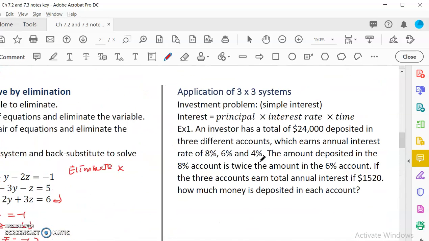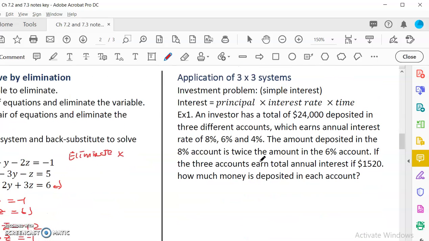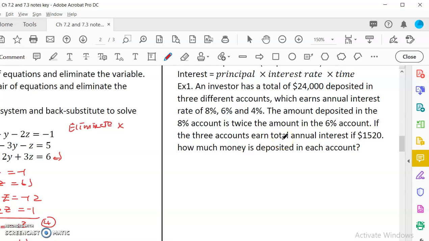So the last thing we want to do is an application of a 3x3 system. Again, we are going to do the investment problem. Interest is principal times interest rate times time, PRT, right? This time, the investor is splitting the investment into 3 types of investment vehicle. One is 8%, so let's say x goes to the 8%. Y amount of money goes to the 6%. Z goes to the 4%. Because they're all coming from 24,000, x plus y plus z is 24,000.